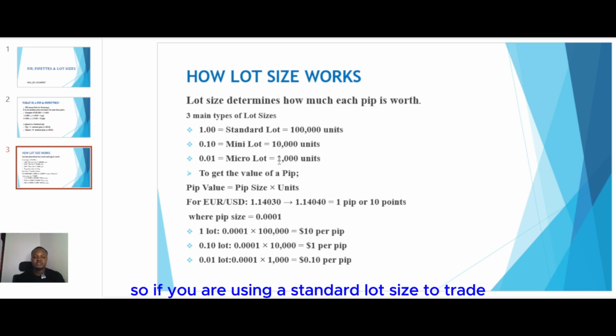So if you are using a standard lot size to trade, always have it at the back of your mind that 1 pip is $10. If you are trading with a mini lot size, 1 pip is $1. If you're trading a micro lot size, 1 pip is 10 cents.